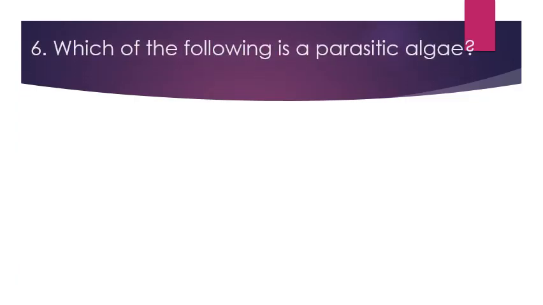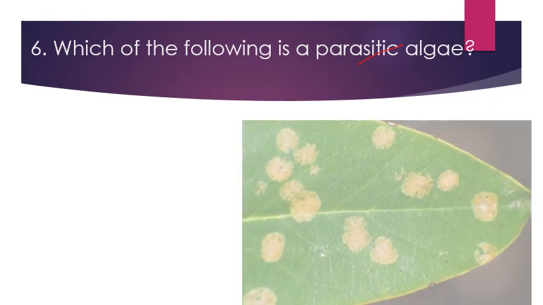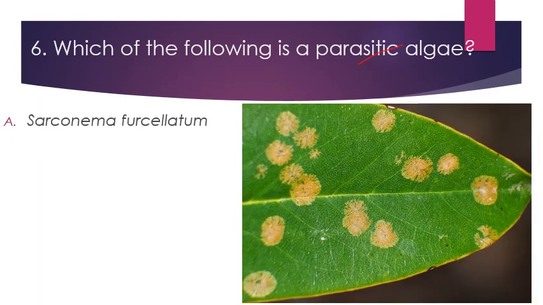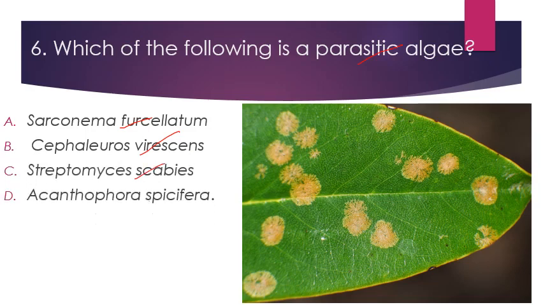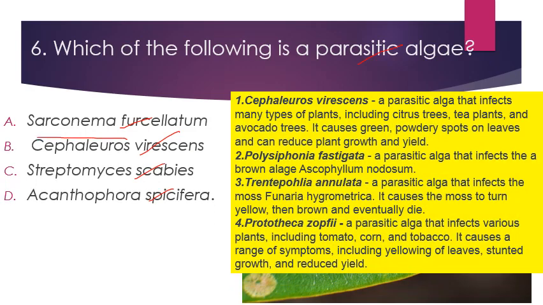So the question is, which of the following is a parasitic algae? Our options are Sarconema furcillatum, Cephalorhizos virusans, Streptomyces scabies, Acanthophora spicifera. So the right answer is Cephalorhizos virusans. Here is a green algae that is known to cause a famous disease known as red rust of tea leaf.